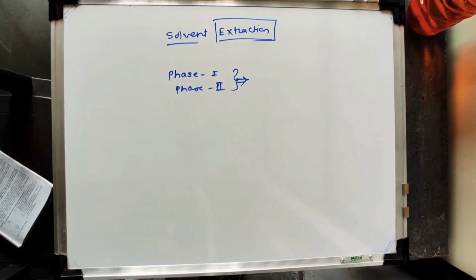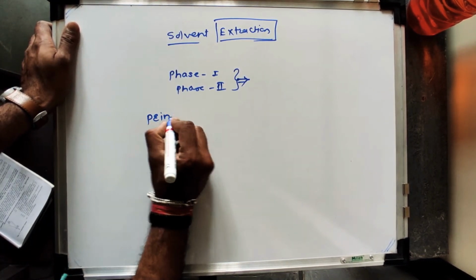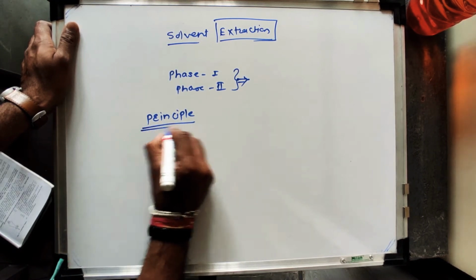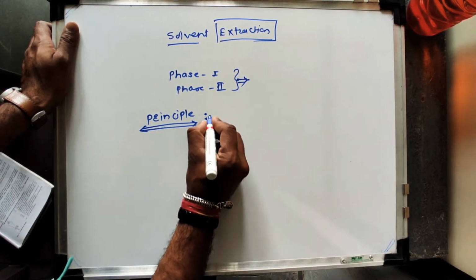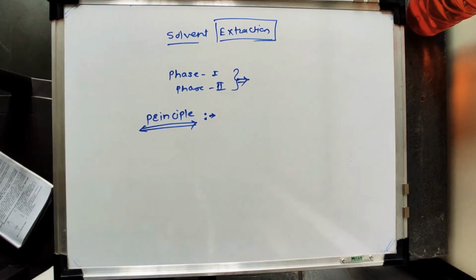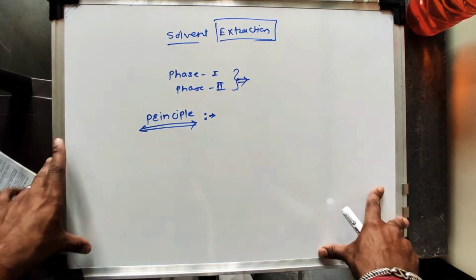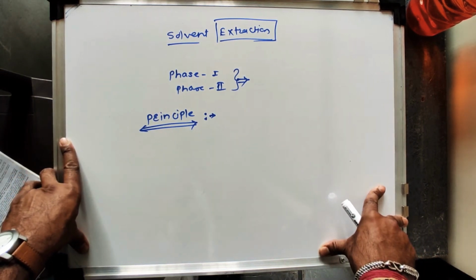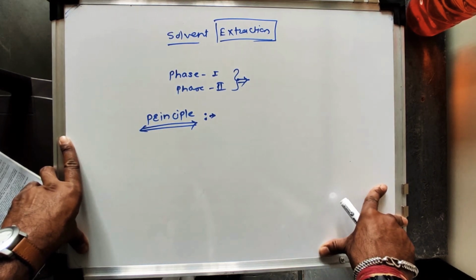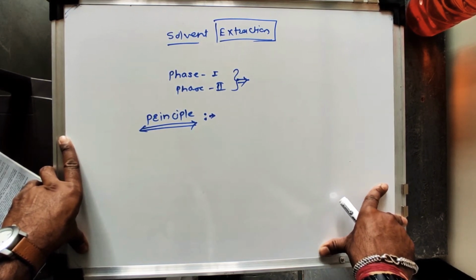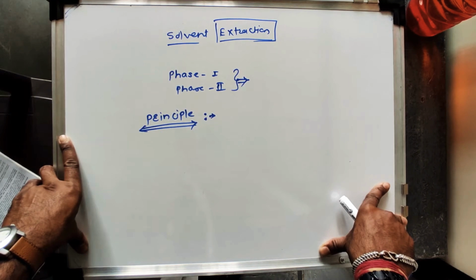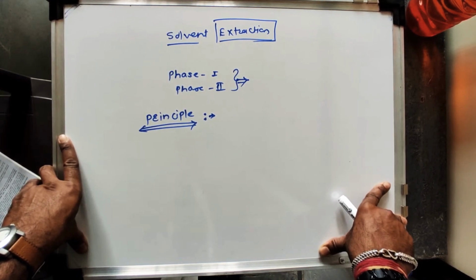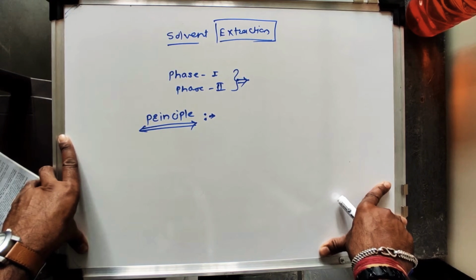That means this technique has its own principle. If you think about the principle of solvent extraction, the main condition for the technique is that the solutions or the solvents you use during the extraction should not be miscible. That means they should not be soluble in each other. They should be immiscible to each other. This is one of the main important conditions while using the technique solvent extraction, right?